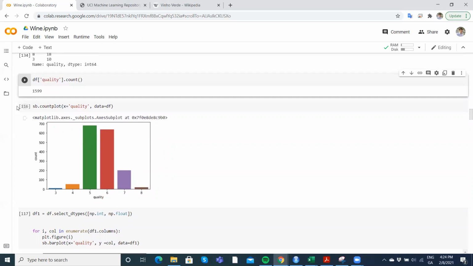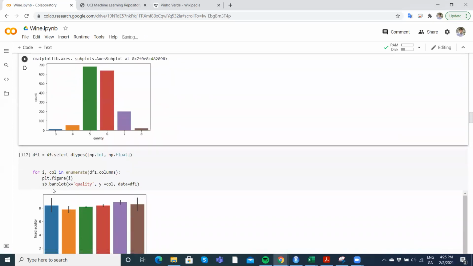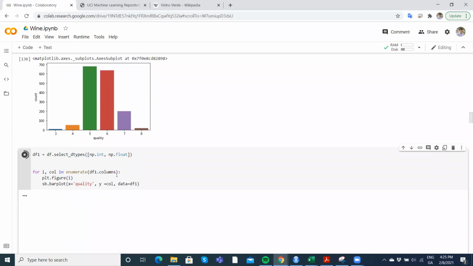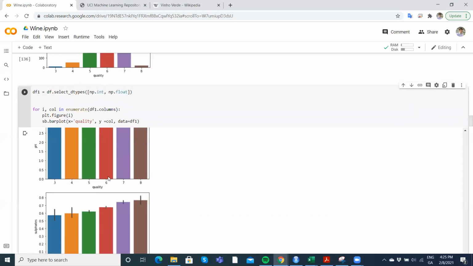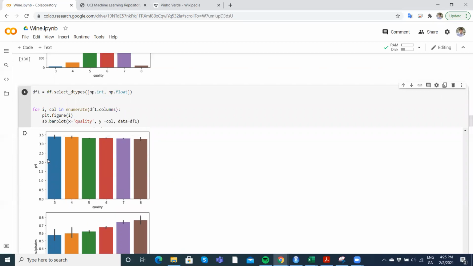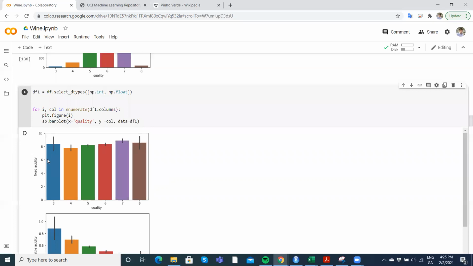Okay, so we get the distribution then. We can see the bulk here is the 5s and the 6s. There's a few who are 8s, and then down at the 3, they're outliers. We could look at the quality of the wine, set up a loop, and then compare it to the pH and compare it to the density and so on. So we just do a quick look.